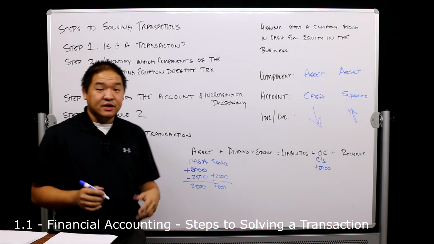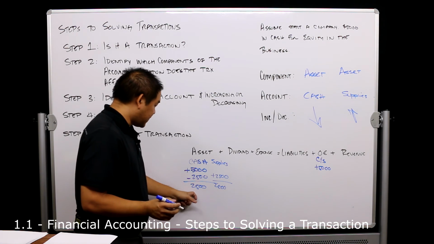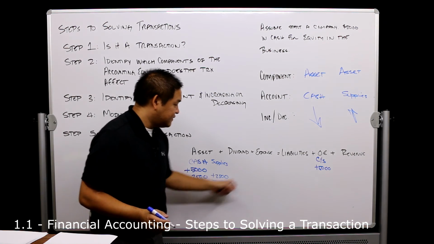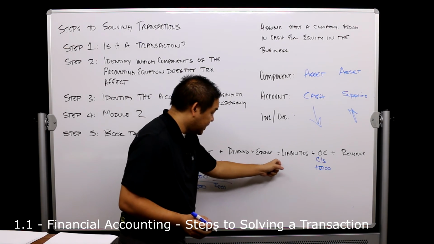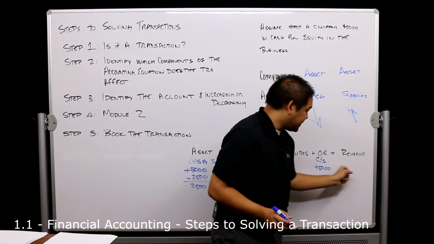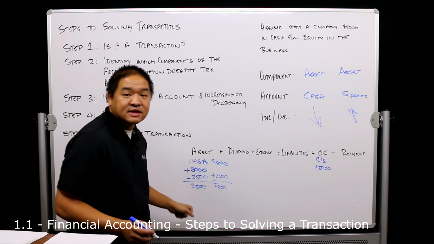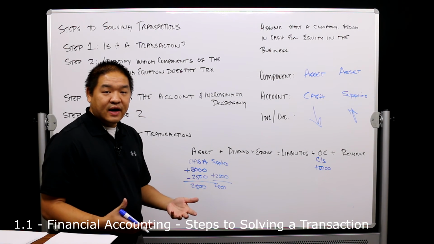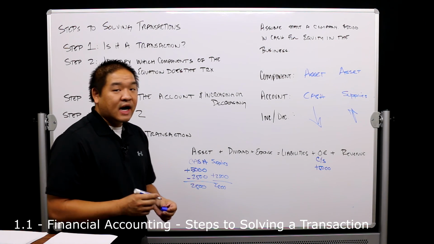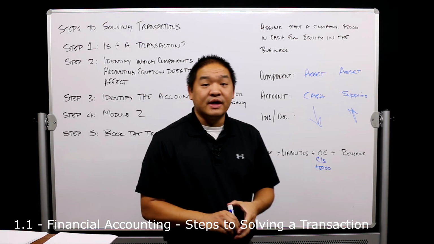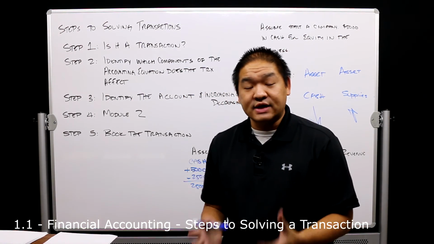Now, does the equation still balance? Well, let's take a look. 2,500 plus 2,500 plus 0 equals 0 plus 5,000 plus 0. Well, 5,000 and 5,000, we balance. Okay? So in this lesson, we kind of took you through this idea of booking a transaction and the steps that go into the transaction.